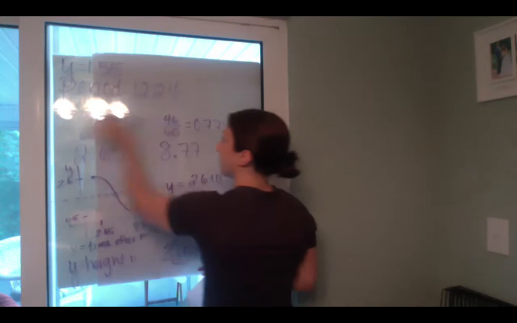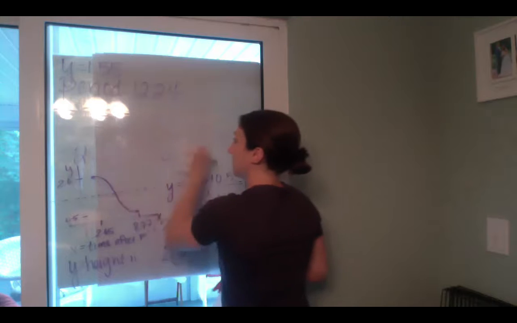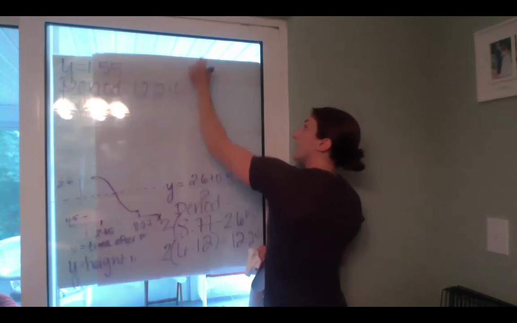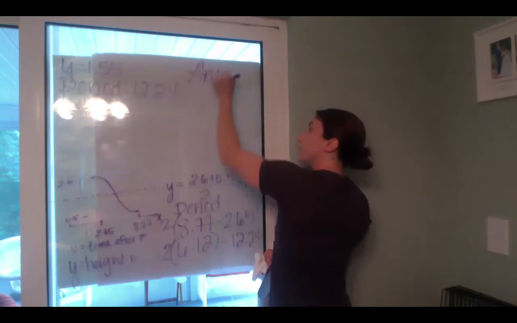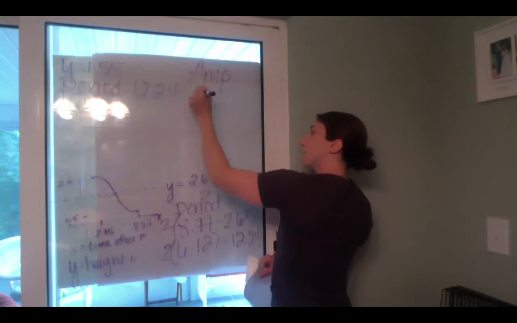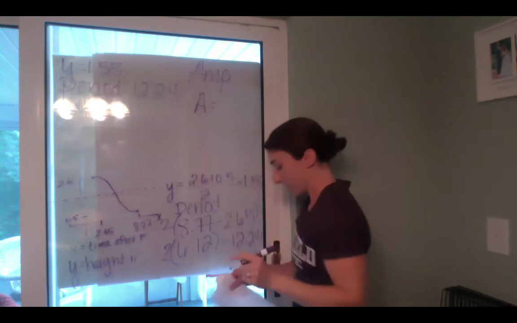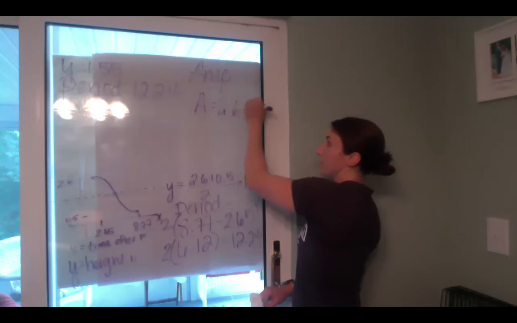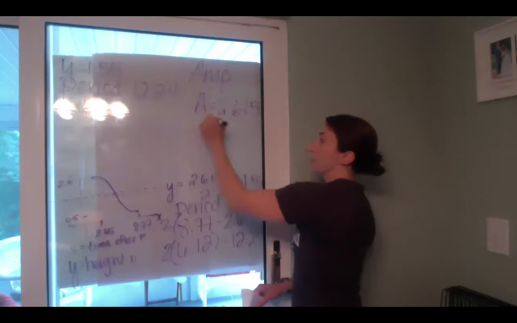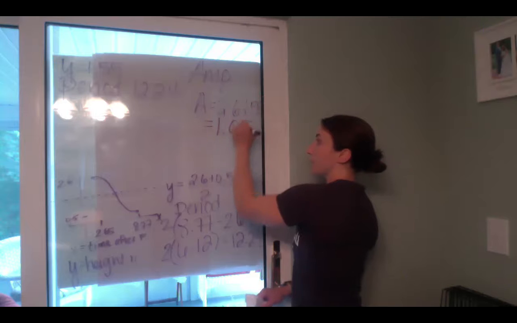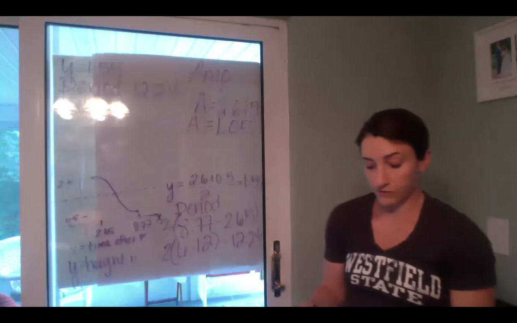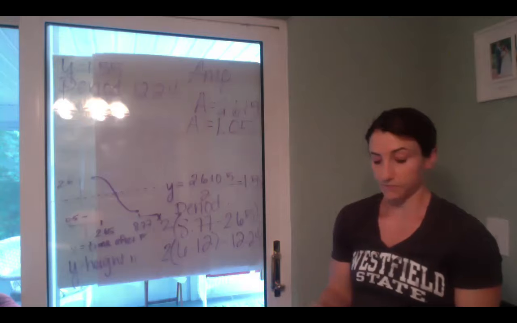So when I do that, I get my amplitude. I'm going to call that A. I said I was going to do 2.6 minus 1.55, and so that gives me 1.05. So that's my amplitude. And I'm also going to use that for my function.